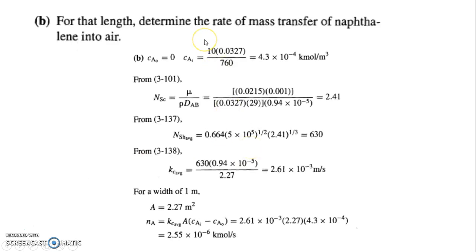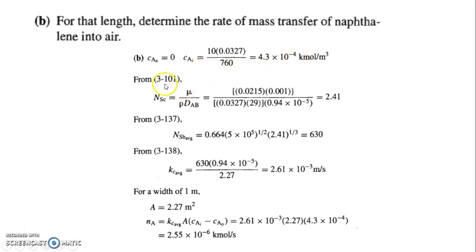For the length, determine the rate of mass transfer of naphthalene into air. CA0 is equal to 0, and CAi is 10 multiplied by 0.0327 over 760. Why do we need to divide by 760? Because we want to standardize the unit. Then we will get 4.3 times 10 to the power of minus 4 kmol per cubic meter.